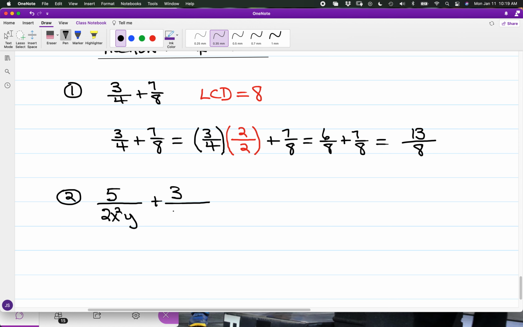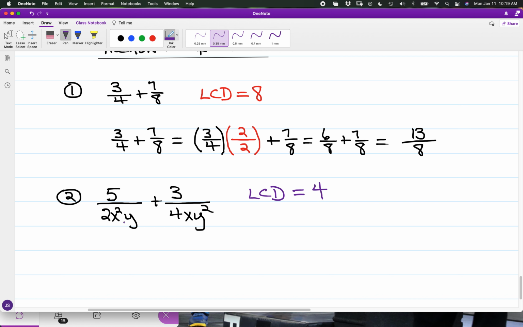Then we have plus 3 over 4xy squared. Now for the least common denominator, we don't have the same bottom parts in the ratios, but if we adjust, for 2 and 4, the smallest number that both 2 and 4 will go into is going to be 4.